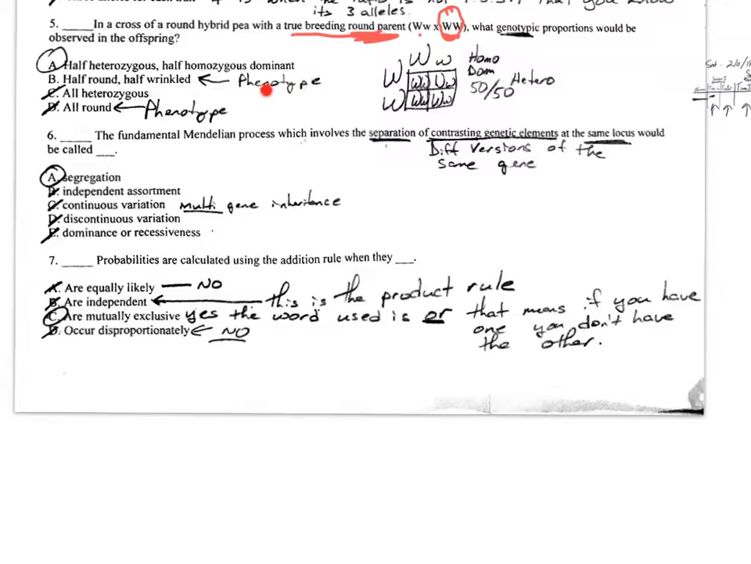So we're talking about a phenotype. We know that homozygous dominant is 50-50 and heterozygous is 50-50, but it's 100% round. So half round, half wrinkled? No, right? All heterozygous? No. All round? Yeah. They're all round for sure. Half heterozygous, half homozygous dominant. Well, for sure that's the best answer, right? But why couldn't the answer be D? Isn't D true?